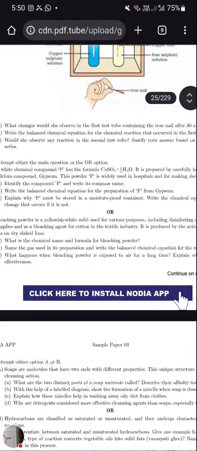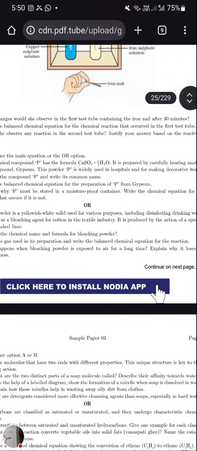Next question is, write the balanced chemical equation for the preparation of plaster of Paris from gypsum. CaSO4 dot 2H2O, when it is heated at 373 Kelvin, it will form CaSO4.